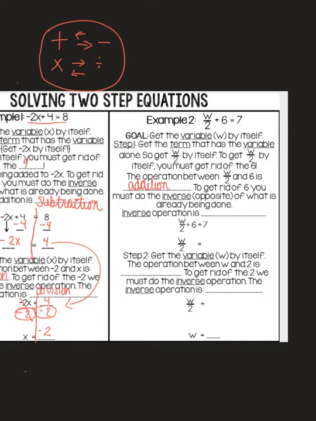I found if I write in cursive some, it's less tapping. So to get rid of 6, you must do the inverse operation of what is currently being done. So the inverse operation of addition is going to be subtraction.